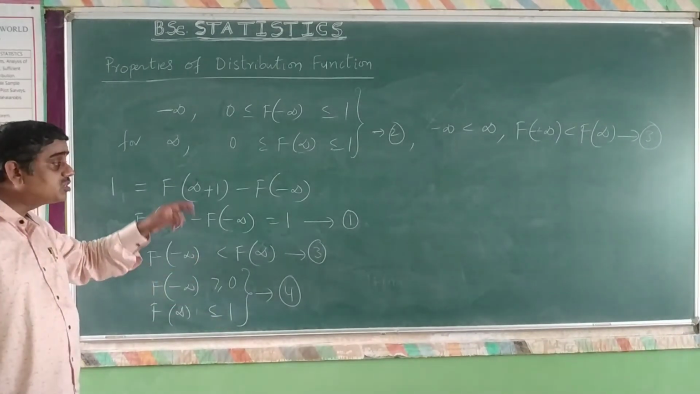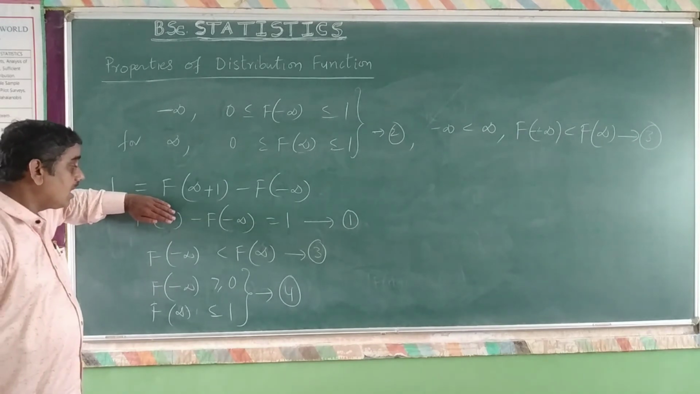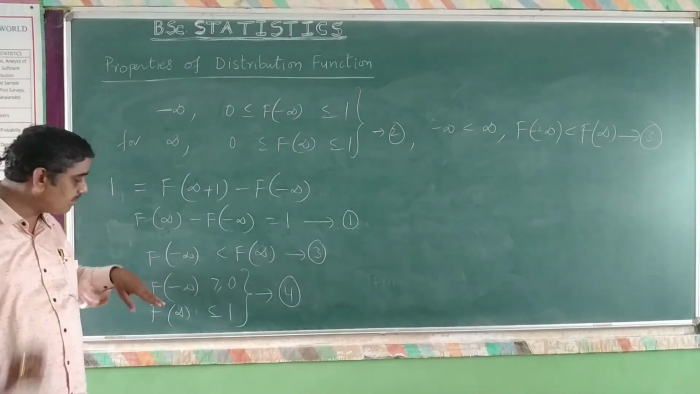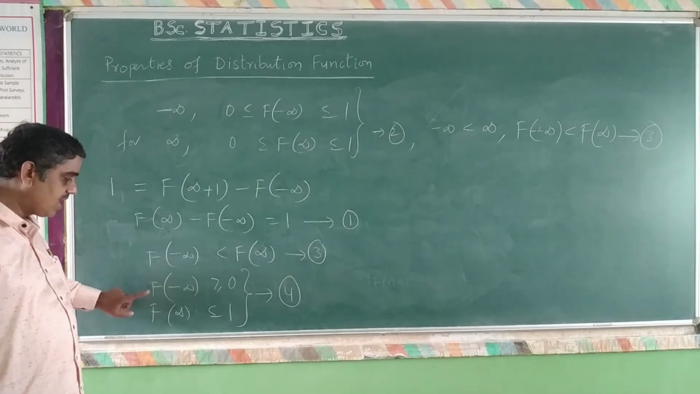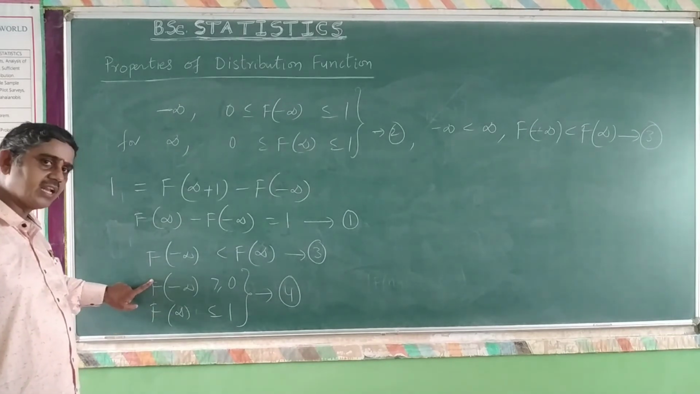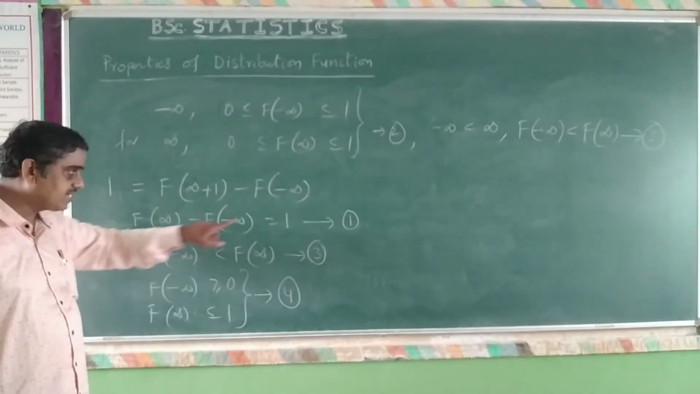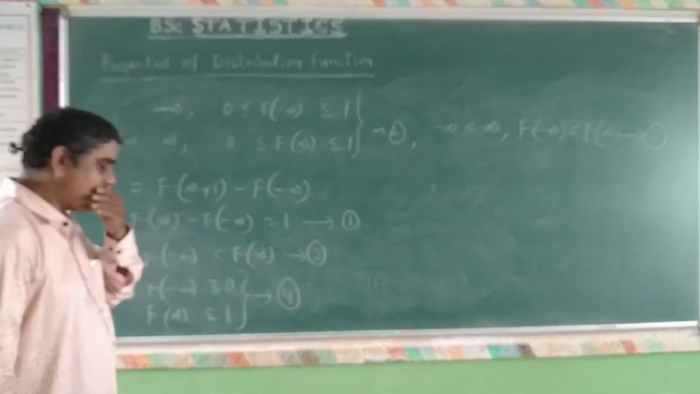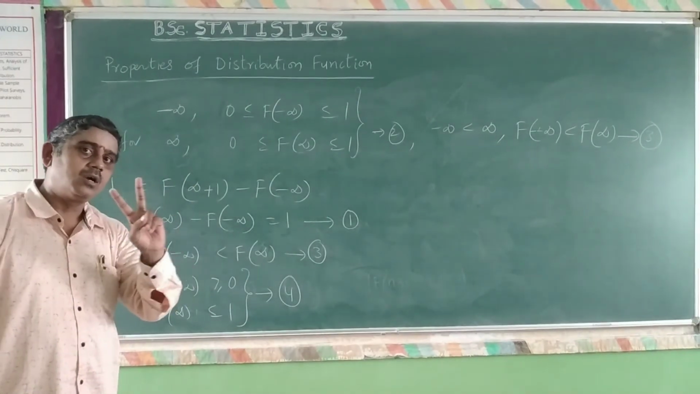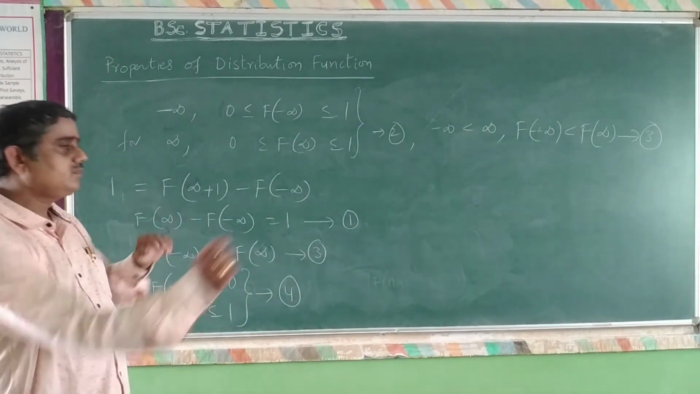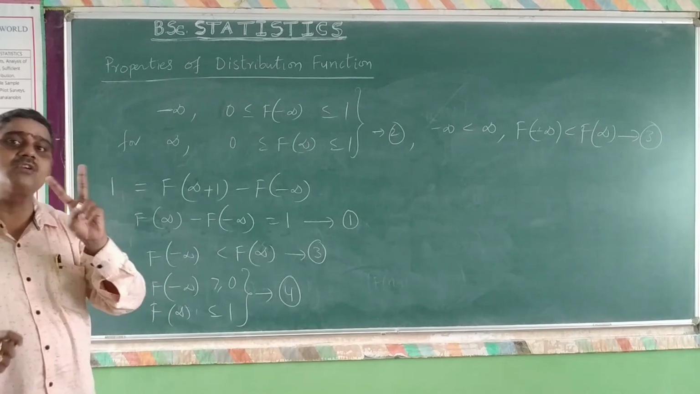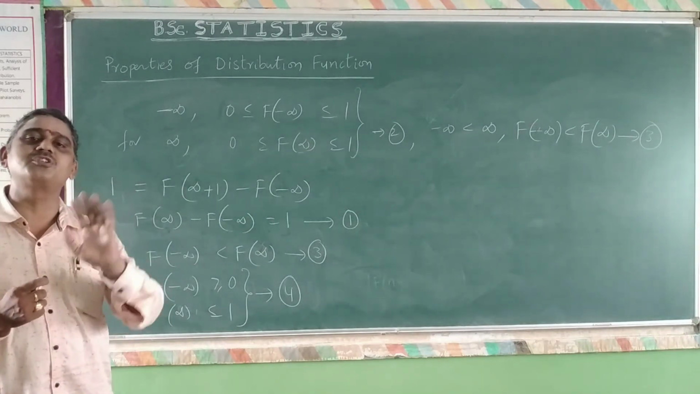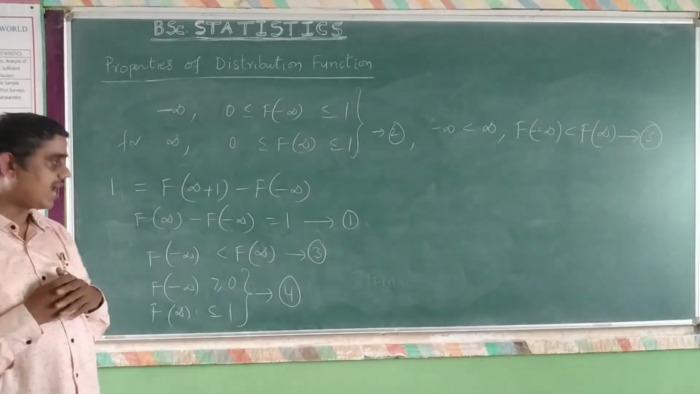Now, which values satisfy F of infinity minus F of minus infinity equal to 1? For example, consider this is x, this is y. X is less than or equal to 1, y is greater than or equal to 0, and x minus y is equal to 1. Therefore, only two values exist for x and y: x is equal to 1, y is equal to 0. That's all.